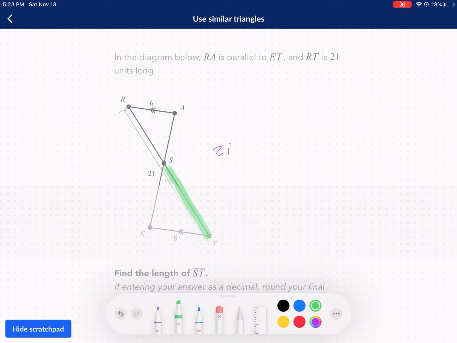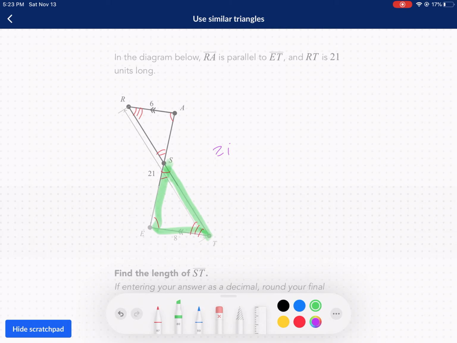Okay, so what do we know about this? We know these triangles are similar because we have vertical angles here, and because these are parallel lines with the transversal, we have alternate interior angles. So these are not corresponding. They are similar triangles. Okay, so I'm going to redraw them.